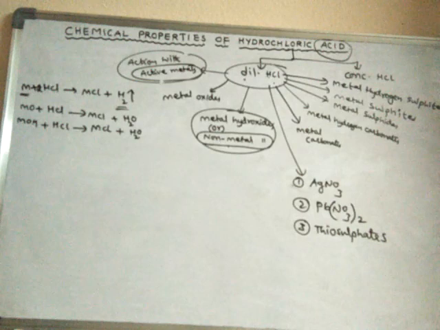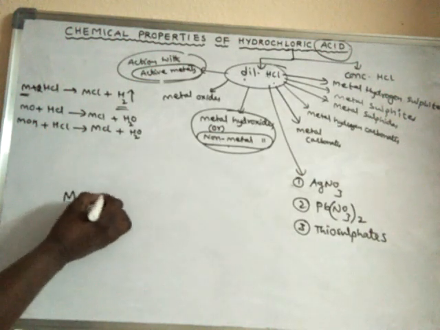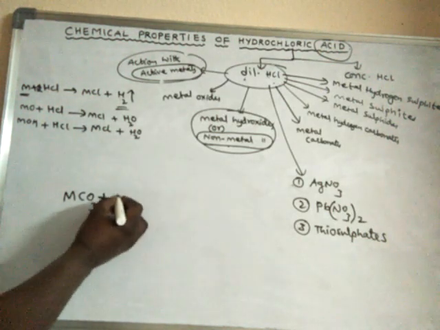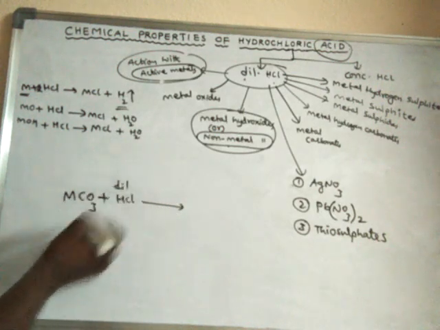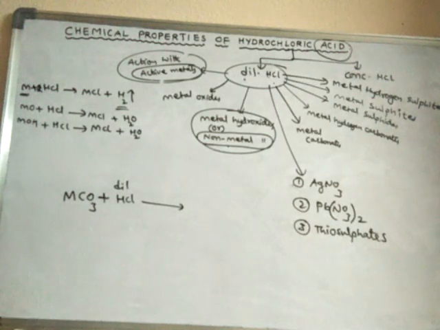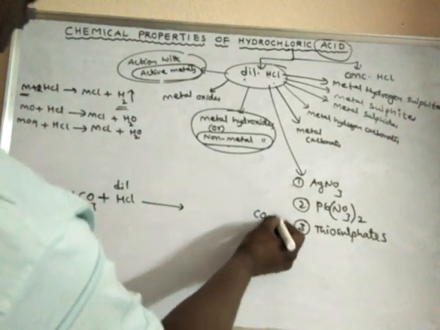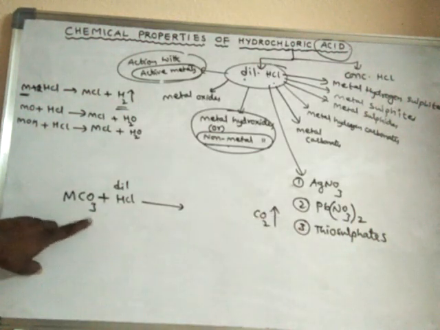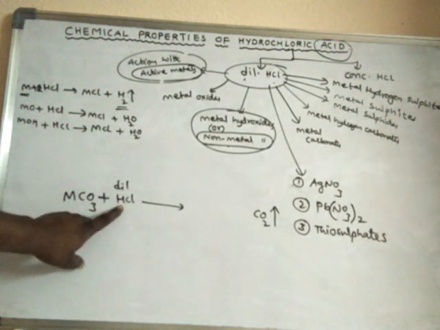Dilute hydrochloric acid with metal carbonates. Generally metal carbonates, M stands for metal. When metal carbonates react with dilute acids, what happens? The carbonate will break down and produce carbon dioxide gas. If you remove CO2, then O is left over, so that oxygen will combine with hydrogens.